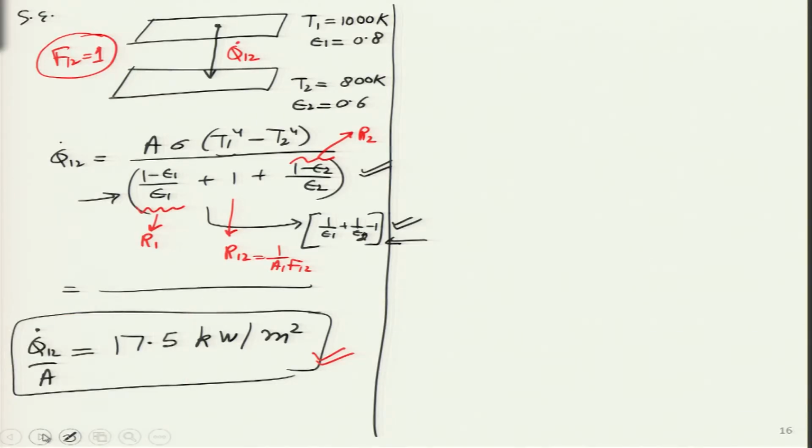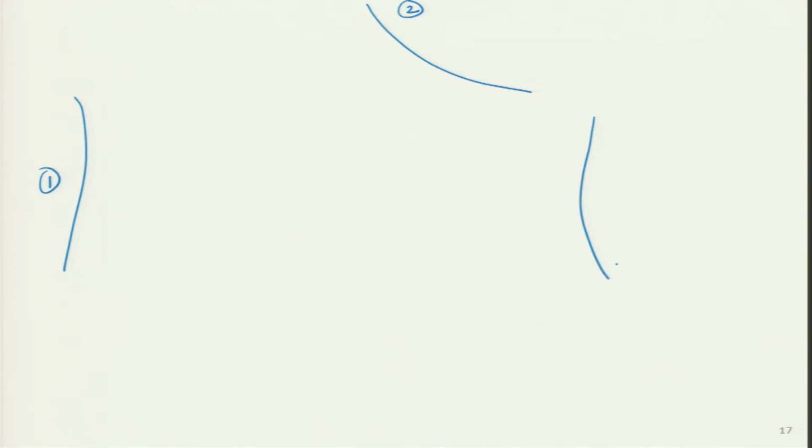Now, let me make it slightly more complicated and more interesting also. Let me say this is surface 1 over here, and this is surface 2, but there are not just 2 surfaces, there is also surface 3 here, and then there is also surface 4 here. Then what is going to happen? In other words, I want to find out in this particular case the value of Q dot 1.